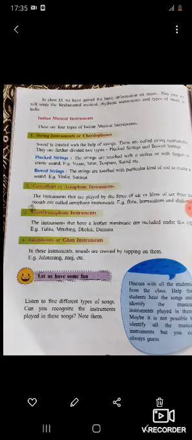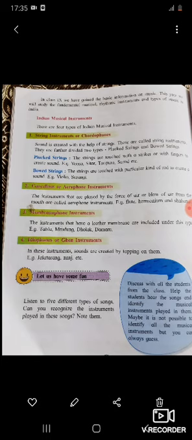Kindly write down the personal response questions. The questions in this lesson are all personal response questions. So kindly write them down in your workbook.